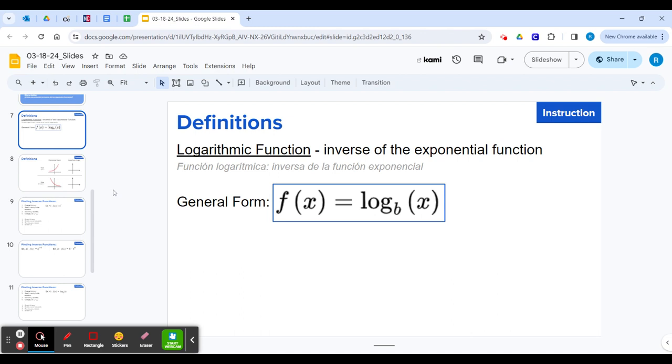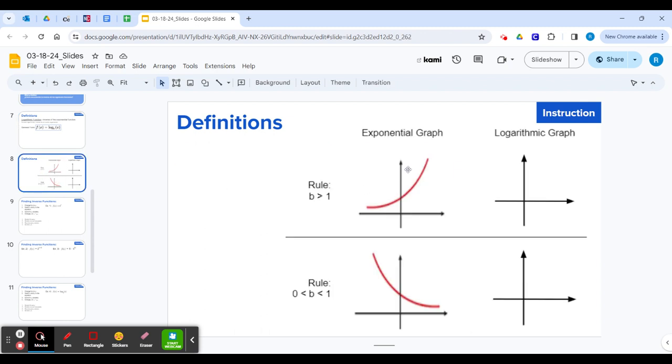We're going to get down a definition, and in this case, we are defining the logarithmic function as the inverse of the exponential function. As simple as that. If we look at this general form of it, there's a log, there's a base, and we're getting our input inside of the logarithm. So we looked at two types of exponential graphs. We looked at a growth graph here where our base was greater than 1. And we looked at a decay graph here where our base was in between 0 and 1.